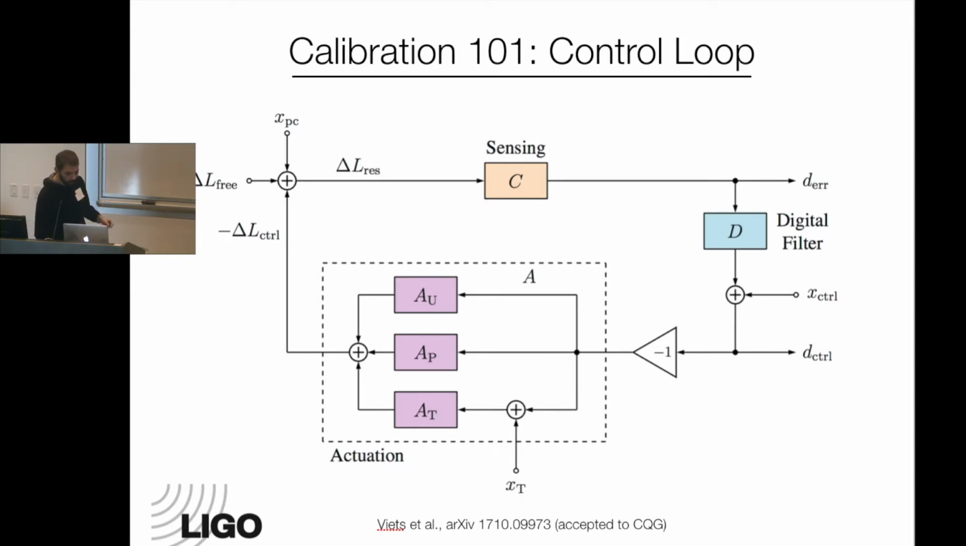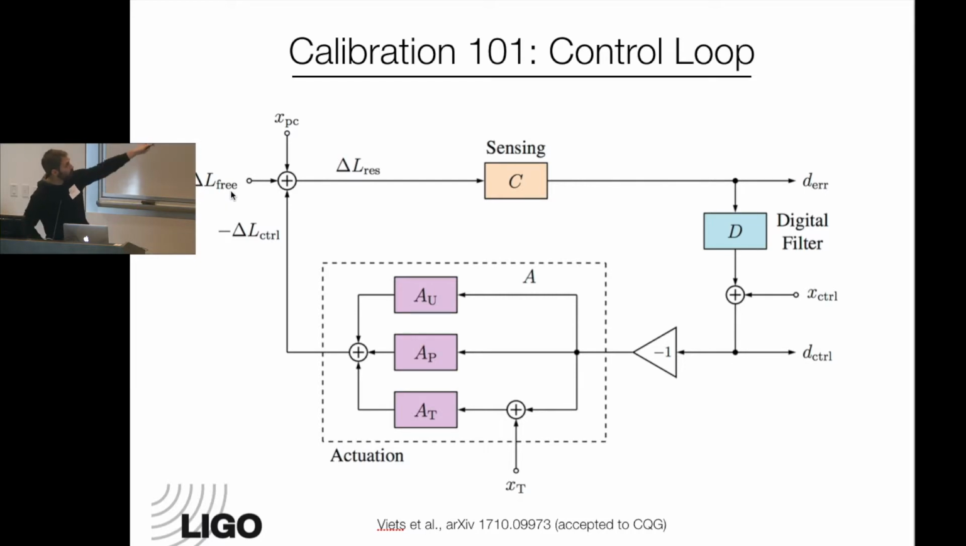So what we're trying to reconstruct here, what we derive the strain from, is this object delta L free. Strain is just delta L free divided by the length of the arms. It's delta L free divided by 4 kilometers. So that's the change in length that we're trying to measure.